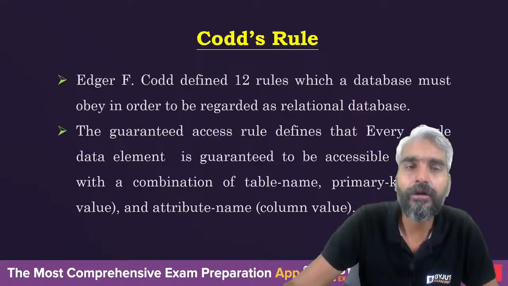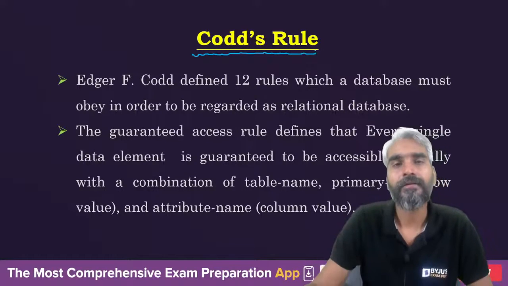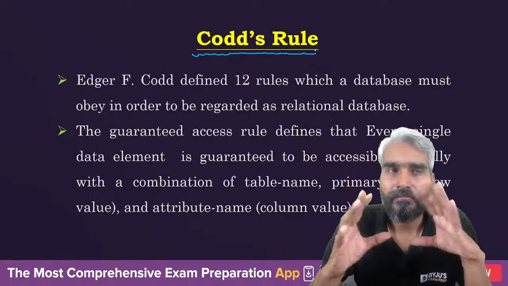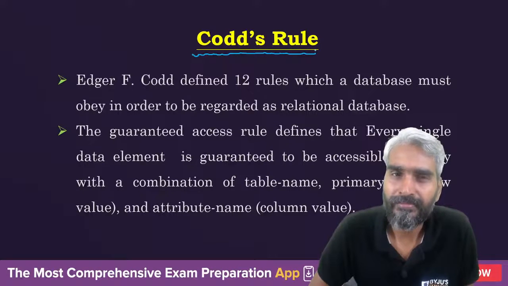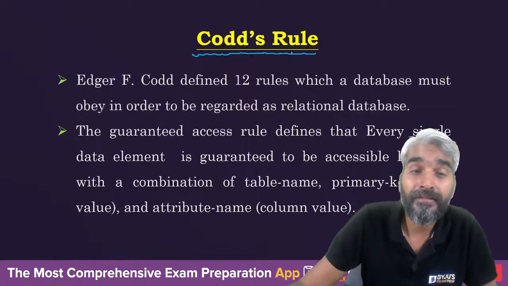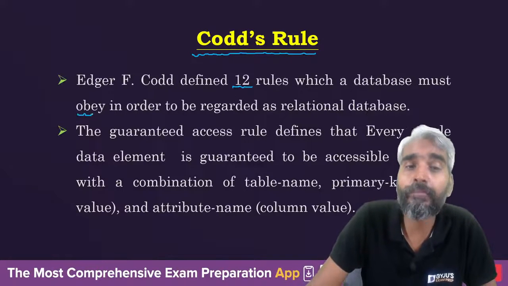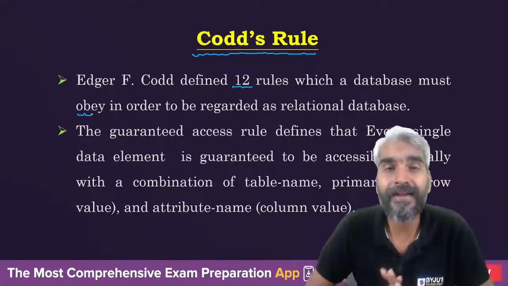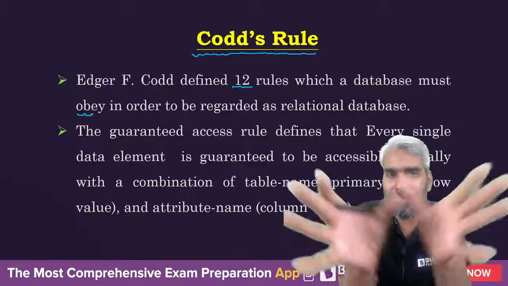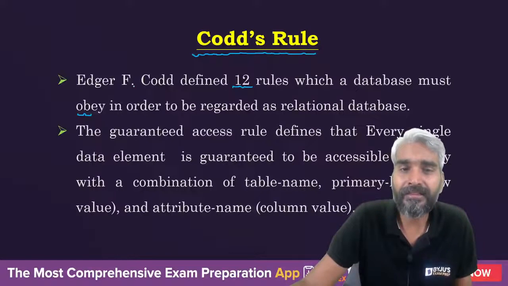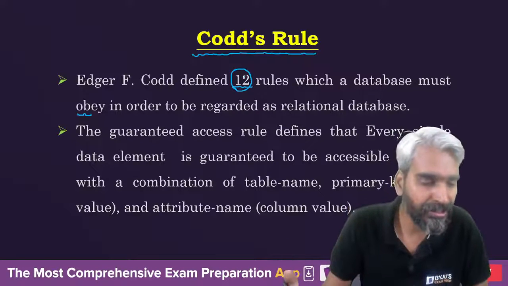Now comes Codd's rules. When Mr. Edgar Codd was done with the research of relational database management systems, he eventually defined that there are 12 rules which our database must obey in order to be regarded as a relational database. So if you want to call our database a relational database, then these 12 rules of Mr. Codd must be obeyed.